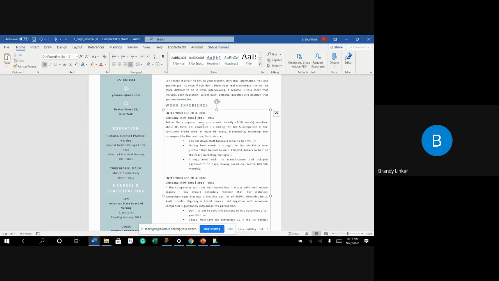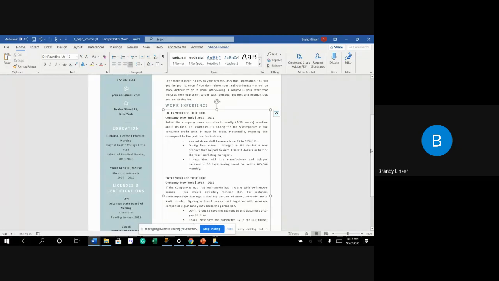Okay. Then the company. So this would be Baptist Health, Little Rock. And then the dates that you worked there. And then in this section, you can just erase this if you want. But if you want to give your employer an idea of what you do, I suggest you use this. Be like, Baptist Health is one of the biggest healthcare providers in the state. In this role, and then you'll bullet point what your job duties were.